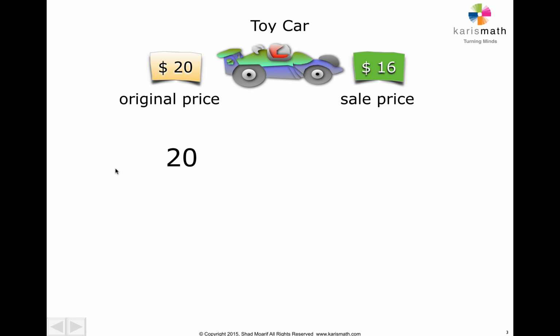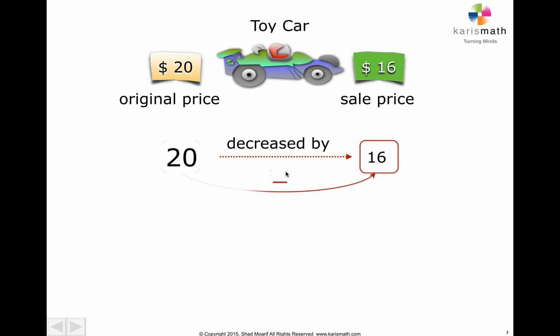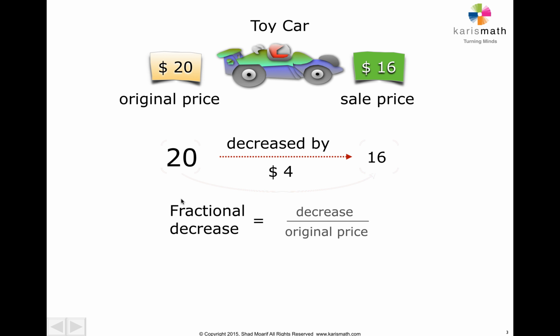If you think in terms of dollars, the reduction from 20 to 16 is obviously a decrease of $4. But then, $4 decrease is what percentage? Think of it as: by what fraction is the price reduced to 16? $4 is what fraction of the original price 20? That's all we need to know. So the decrease over the original price is 4 over 20, which is 1/5, and 1/5 is the fractional decrease.